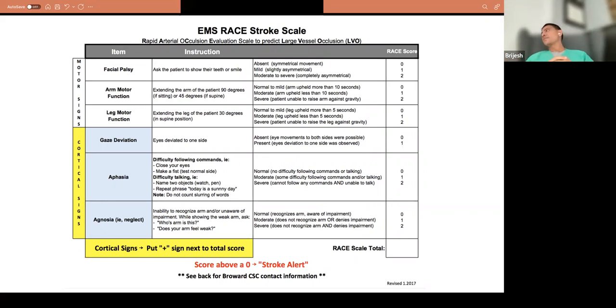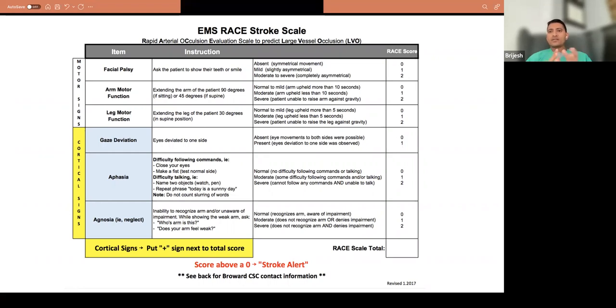And so let's say they have a gaze preference to the right, that means that they're most likely going to be weak on the left side, all right? And the only time where the gaze is opposite is during a seizure. And so that's one of the stroke mimics. So in a seizure, the gaze is to the opposite. So if the seizure is happening on the right side of the brain, they're going to have a forced head and eye deviation to the other side, all right?